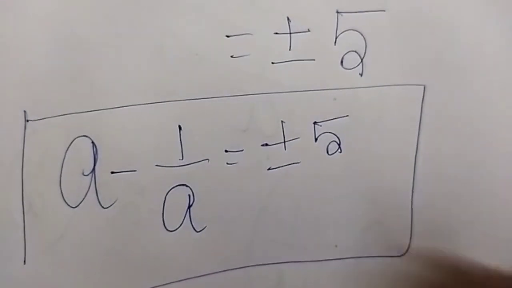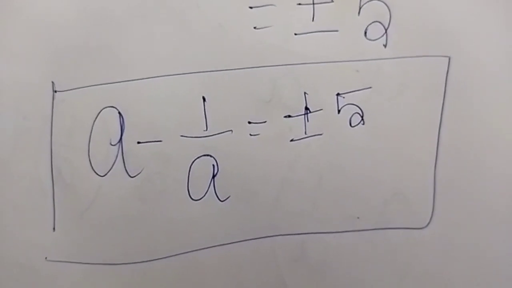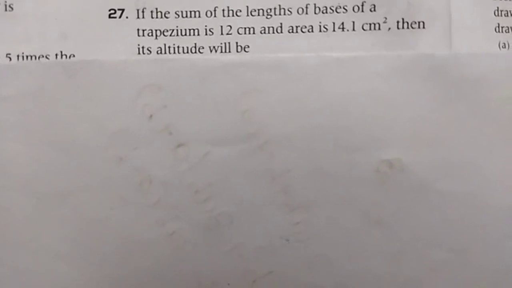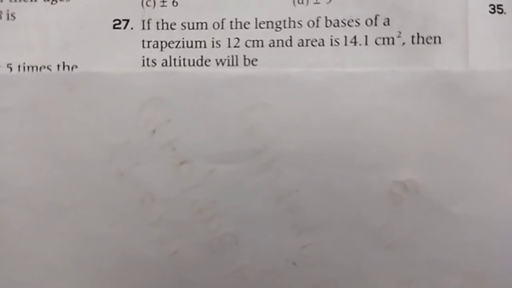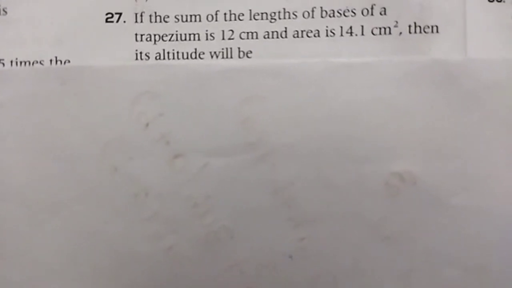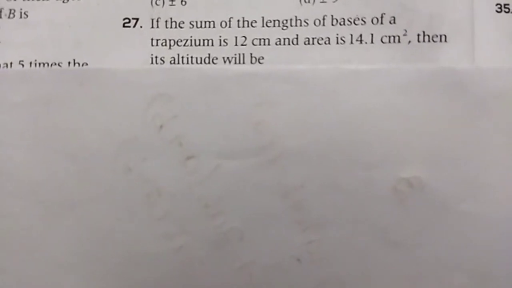So this is the answer. Okay, let's go to the next sum. The sum of lengths of bases of a trapezium is 12 centimeter and its area is 14.1 centimeter square, then its altitude will be. So let me take bases of trapezium as B1 and B2.